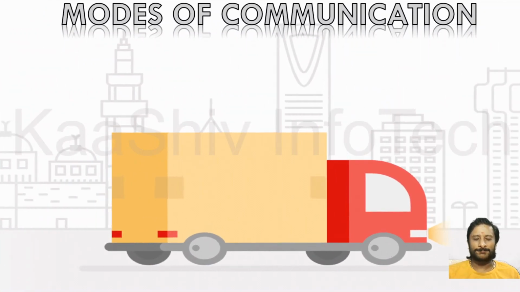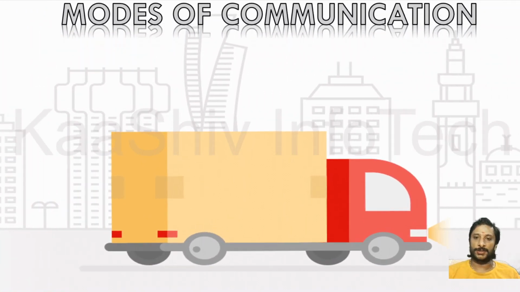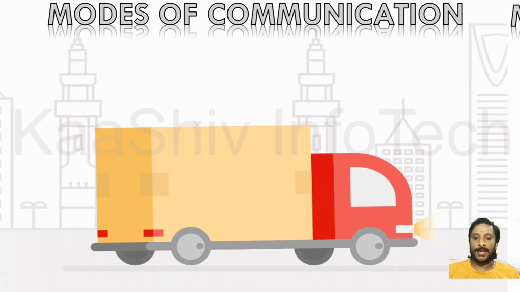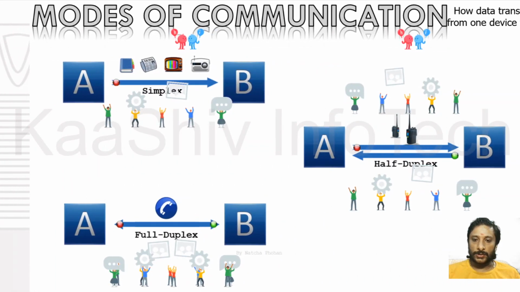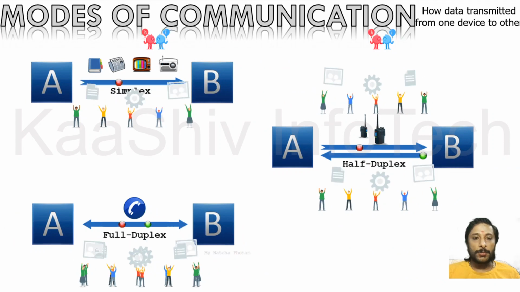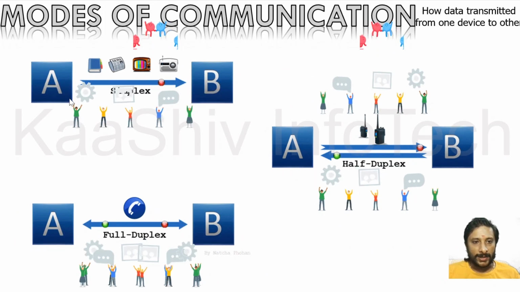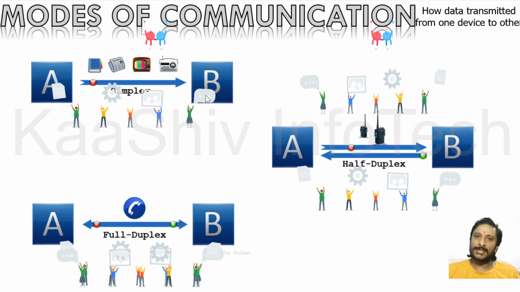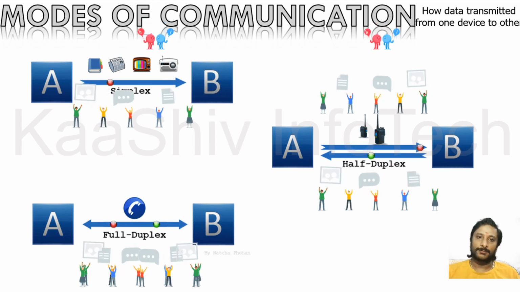Let's talk about the mode of communication. What mode of communication do these networks use? That's what we are going to see now. The communication can be simplex, where the message is sent in one direction only. For example, an SMS: I'm sending a message to them.